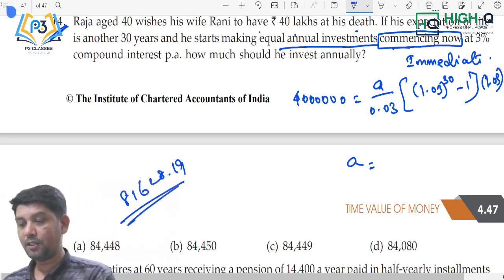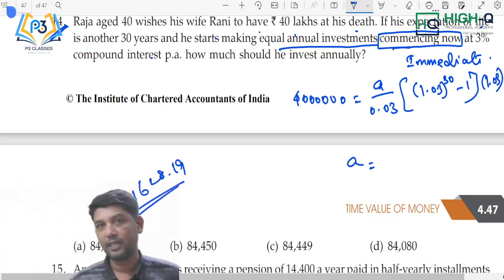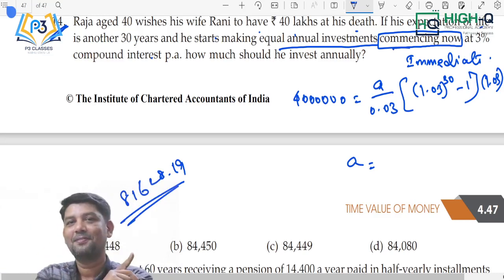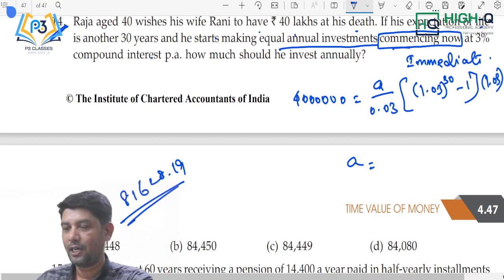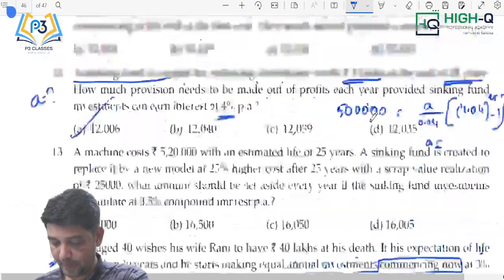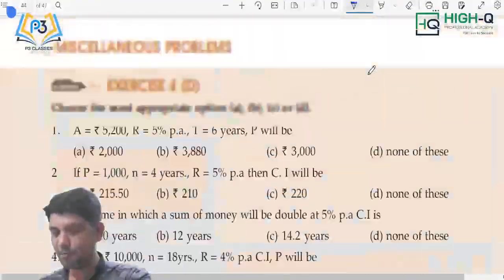Do we have it in the options, my dear? Do you have it in the options? No. So you have to be very careful. But this option was given in the exam when the question was asked. So don't go with this answer. It is clearly given, commencing now means it is commencing now. Immediate annuity.